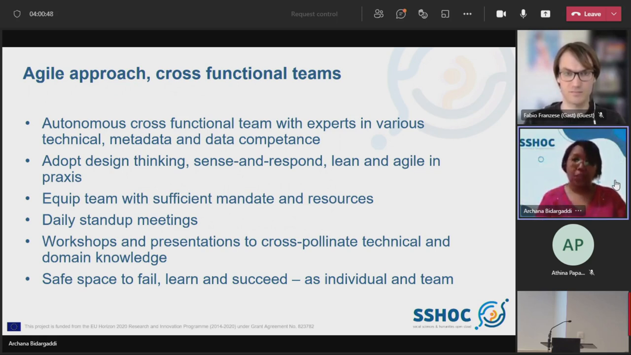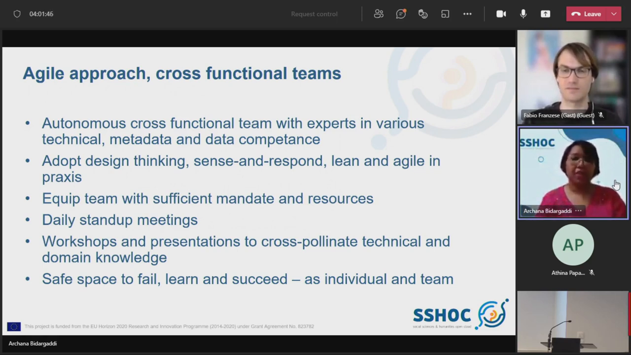We had daily stand-up meetings wherein everyone took part, and domain, technical, and strategy or prioritizing were discussed. So everybody was informed and involved in all decision making. And if there was a need for extensive workshops to learn, find out or test, we had those other than the daily stand-up meetings. We also had sufficient mandate and resources because it was completely autonomous. Though we reported to the internal project board, the team was completely self-sufficient, could take their own decisions, and had the safe space to fail, to try, to test different solutions.